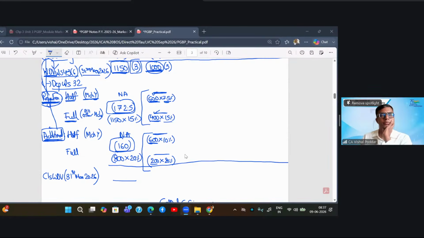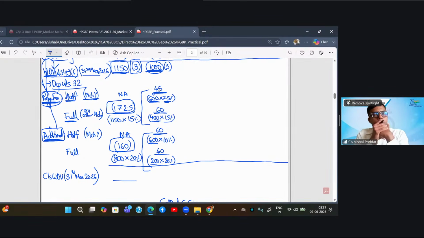Right, students? So this amount I'm getting as 40. This amount I'm getting as 60. Again, this amount I'm getting as 60. And this amount, 600 into 7.576, is 42 and a half. So these are the depreciation amounts. I hope it is understood and clear to everyone.